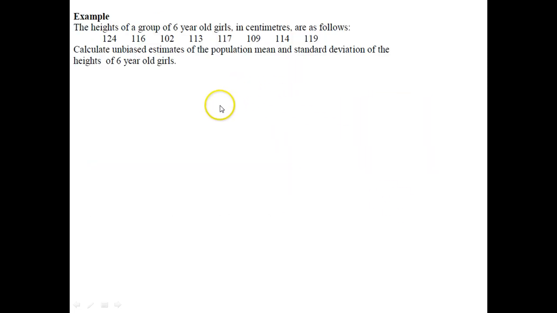As an example, the heights of a group of 6-year-old girls in centimetres are as follows. Calculate unbiased estimates of the population mean and standard deviation of the heights of all 6-year-old girls. Adding all the x's, we get 914. Squaring all the x's and adding them, we get 104,732. And we've got n equal to 8.